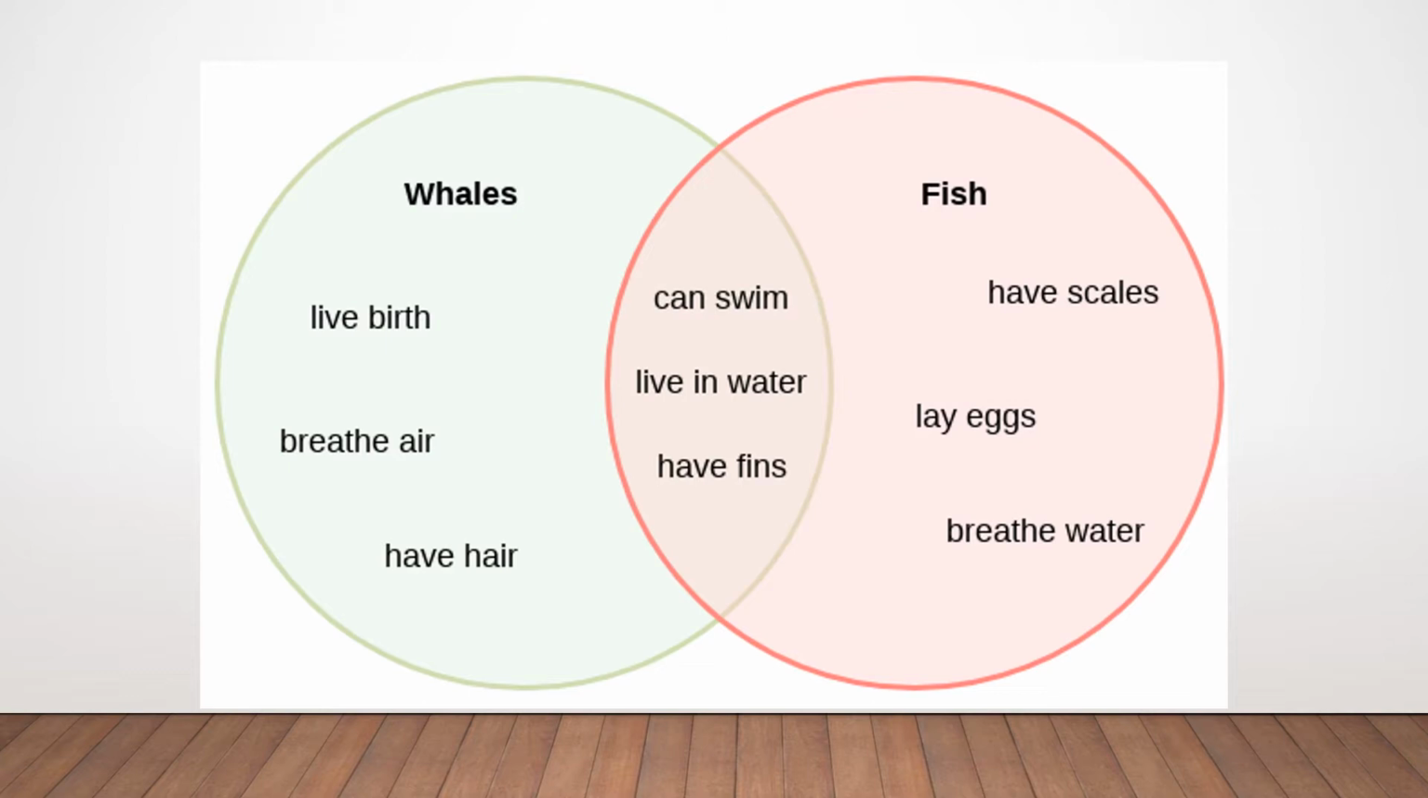There where they cross over each other, we write how or why they are the same. Then the other pieces that are not crossing over, that are only the one side and the other side, just the whales or just the fish, is where we write the differences. Let's look at it. Whales, different from fish, give live birth, they breathe air, and they have hair. While fish on the other side have scales, they lay eggs, and they breathe water.